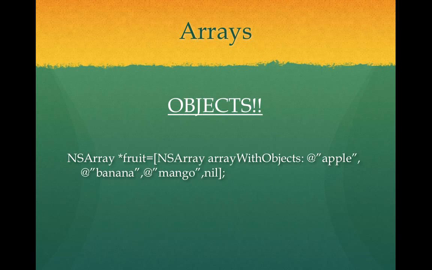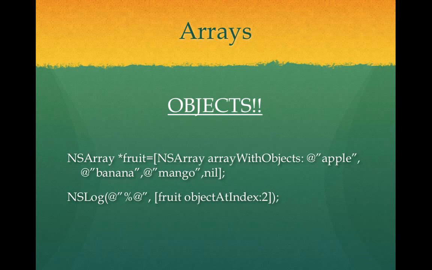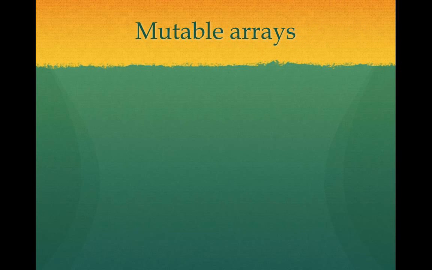And of course, if you want to access any element of it, you just have to use this method, which is called objectAtIndex. So you put the name of your array, then objectAtIndex, and in my case it's 2. So probably if we say that apple is 0, banana 1, and mango is 2, mango will be printed out to the command line. Next is the mutable array.